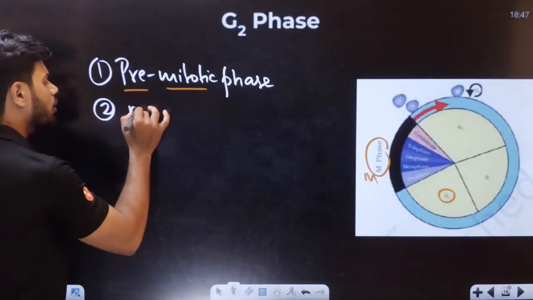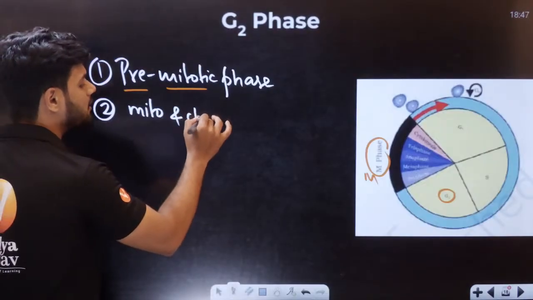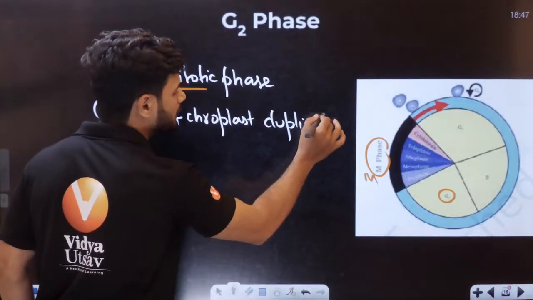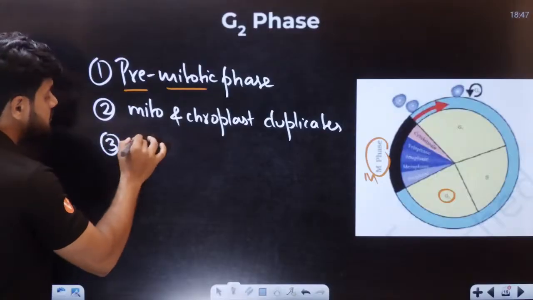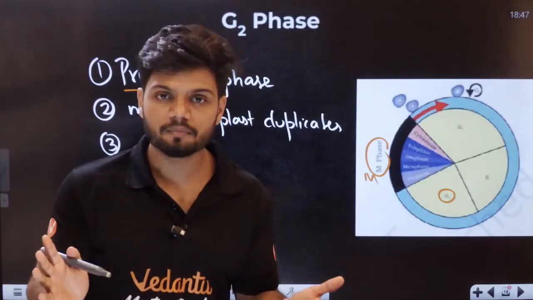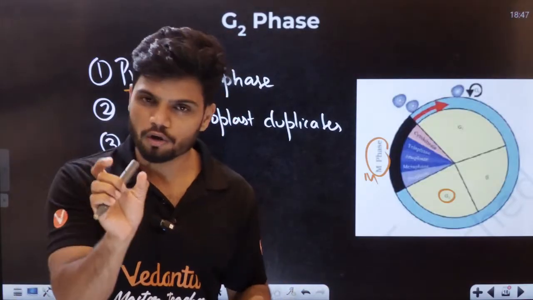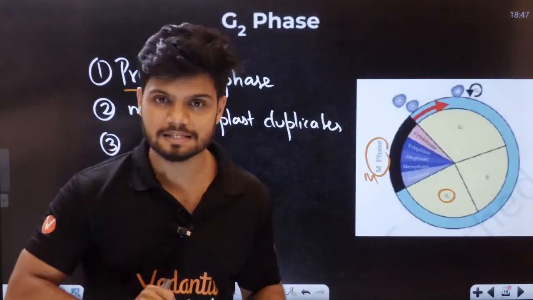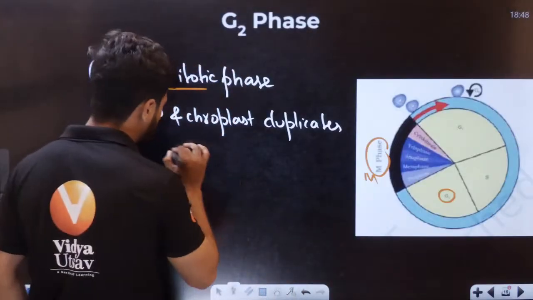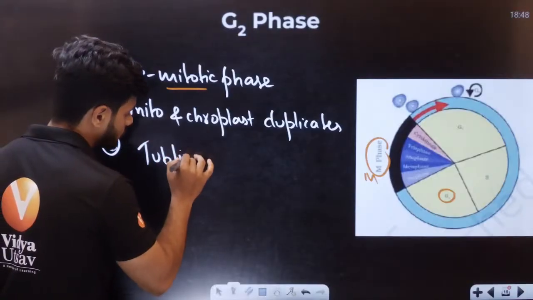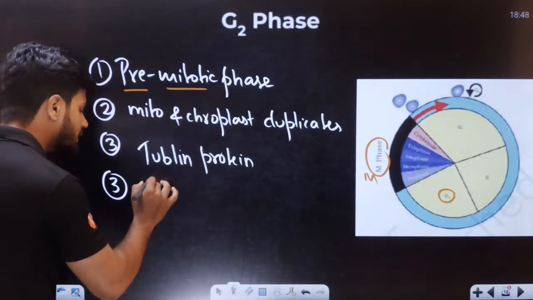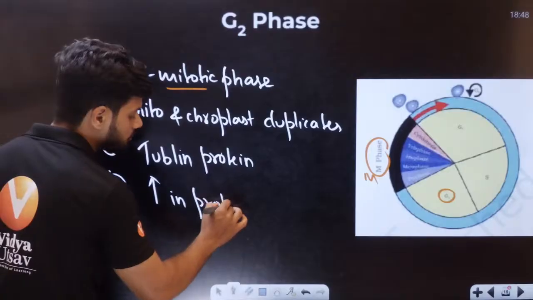Here, students, I want all of you to understand that the mitochondria and chloroplast duplicate completely. All of you should know there is something called tubulin protein. The entire tubulin protein also replicates. Tubulin protein is part of your spindle fibers, right? That also completely replicates right now. Apart from this, in general, there is an increase in protein synthesis.